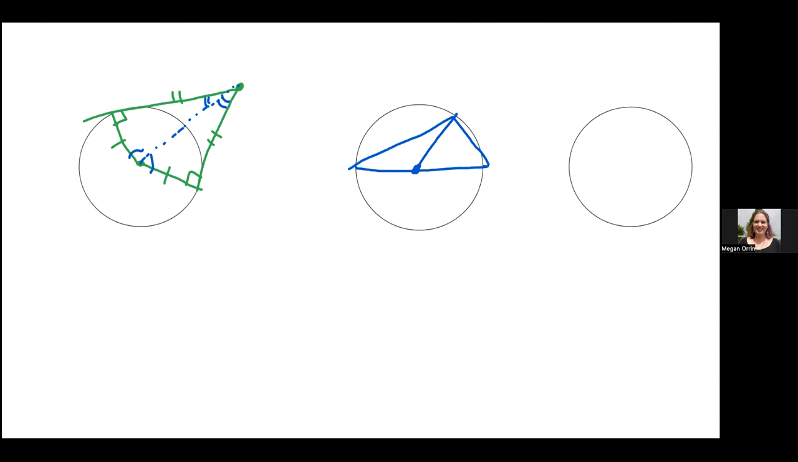These are, well, that one's obtuse. These are both isosceles triangles, right? So these two angles are equal, these two angles are equal. What do you know about these two angles? They add up to 180.